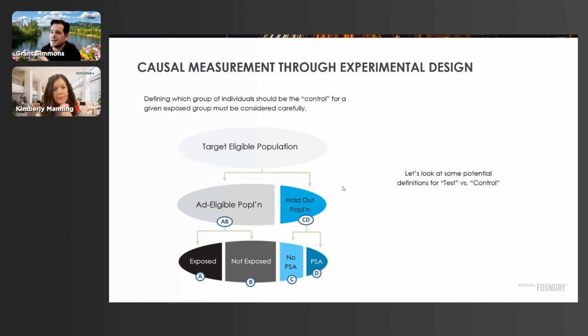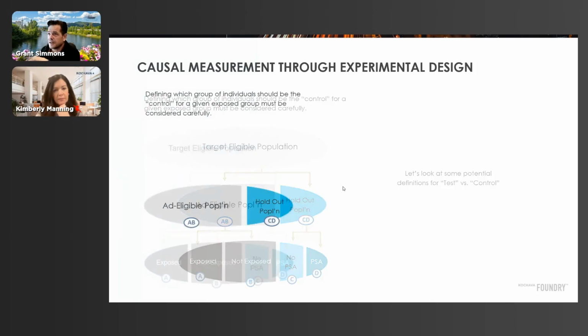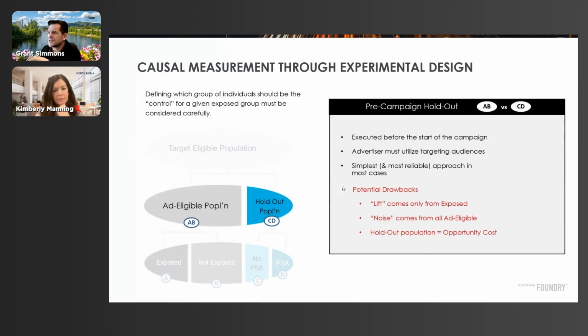And so if we look at the different types of measurements that are typically in market right now, there's this notion of a pre-campaign holdout. This is the first exercise we started with. Start with your entire universe. We're going to say 80% is going to get the media treatment, 20% we're going to hold out. We're going to run our media, and then we're going to look at the performance of all of that ad eligible group, whether they got media or not, right? And we're going to compare that against the holdout population.